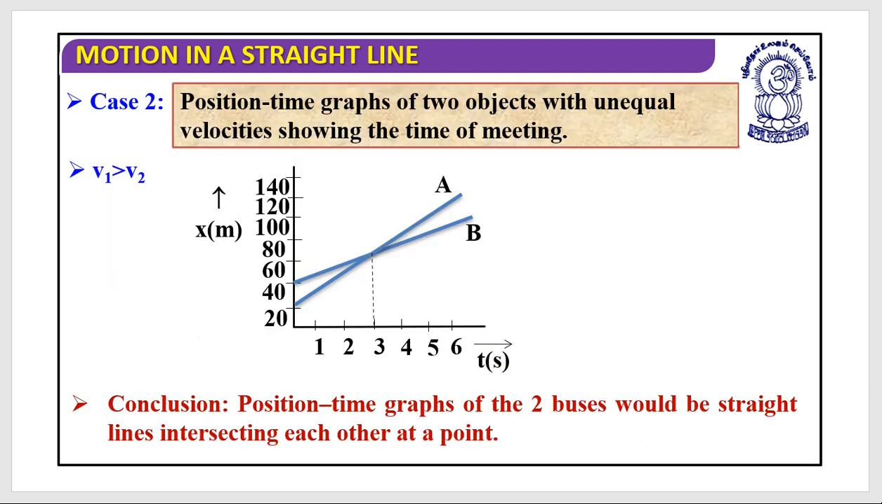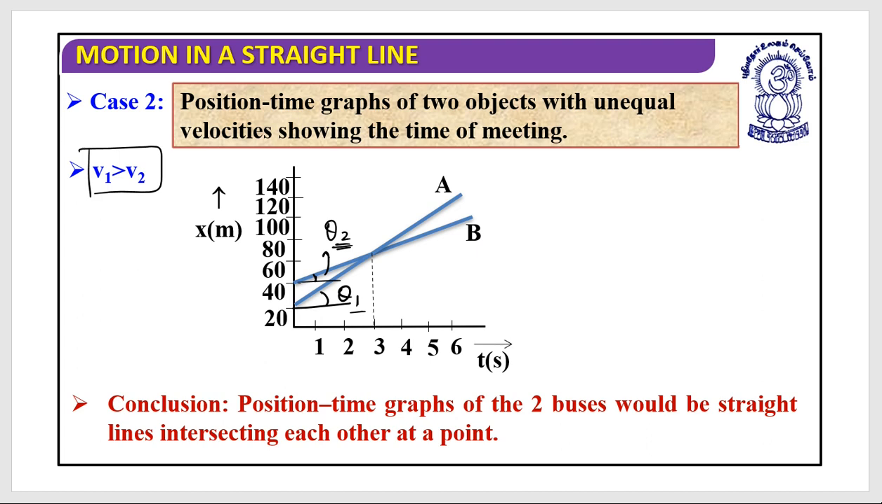Yes. Now let's go through the next quiz. Again, a position versus time graph is shown, and these two objects are moving with unequal velocities. So let's look at this. This is the angle theta. Let's say this is theta 1, and this is a very small angle, theta 2. As theta 1 is greater than theta 2, that means V1 is greater than V2.